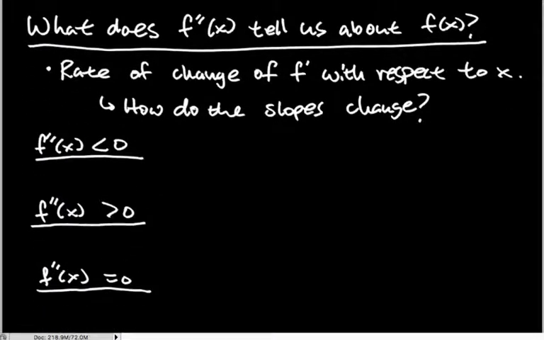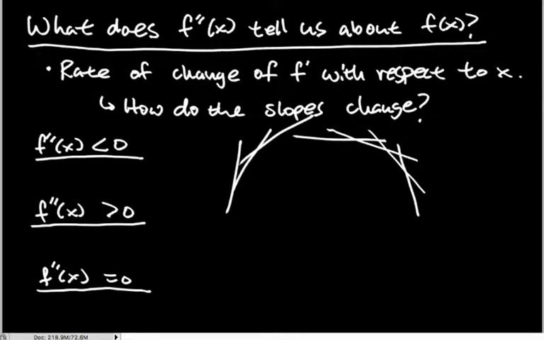Alright, f double prime. That tells us the rate of change of the rate of change with respect to x. So in other words, how do the slopes change? If f double prime is less than 0, that means the slopes are decreasing. So imagine a function where here's one slope, and then another slope, and each slope has to be getting more and more negative, right? Or it's really positive, then it starts to get smaller. So you get a curve that looks something like that, or a part like that, or a part like that.